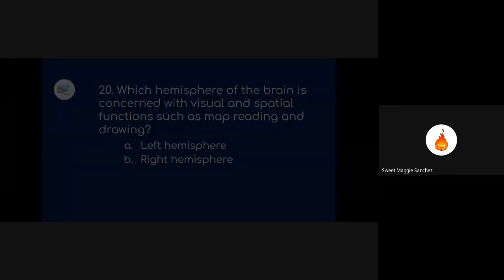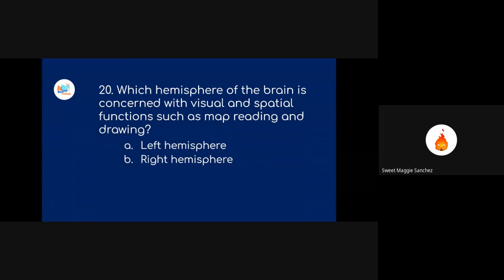Okay, timer stops. Question 20. Which hemisphere of the brain is concerned with visual and spatial functions such as map reading and drawing? Is it A, left hemisphere, or B, right hemisphere?